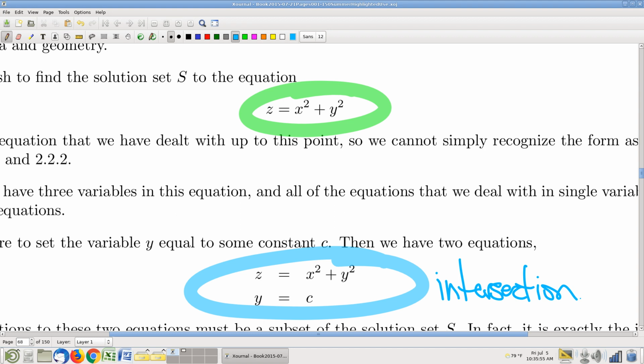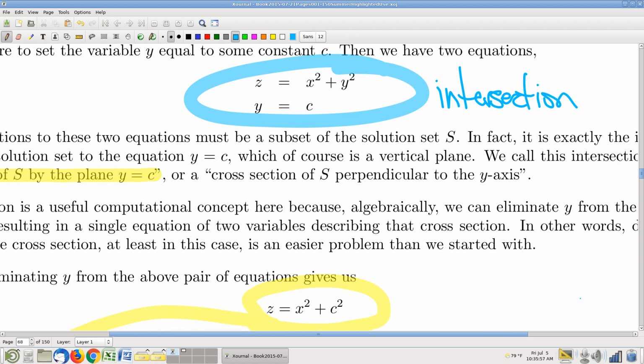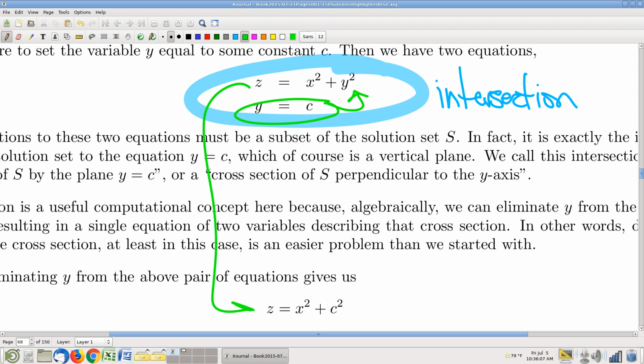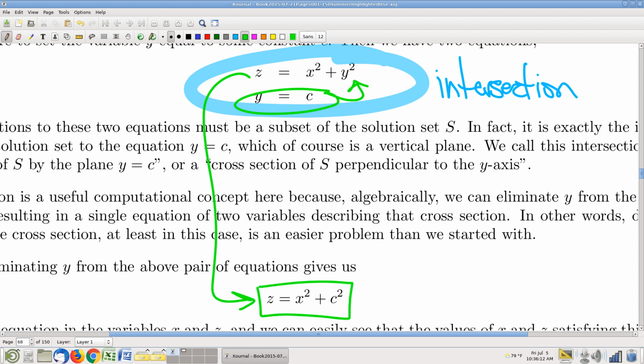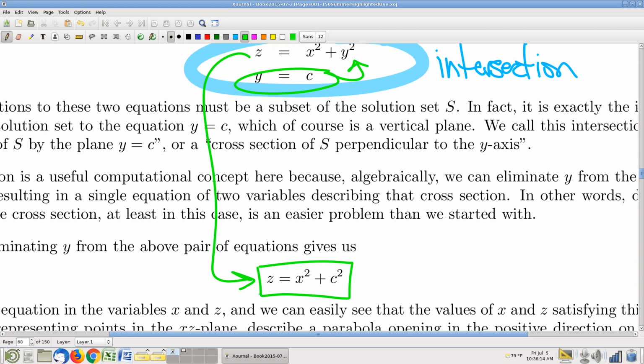And good news, I can do a lot with this algebra. I can take this y equals c and stick it into there, and then that turns into this. And that is something that I do understand. That is, no kidding, absolutely a parabola. Z equals x squared plus some constant. For sure, 100% parabola.